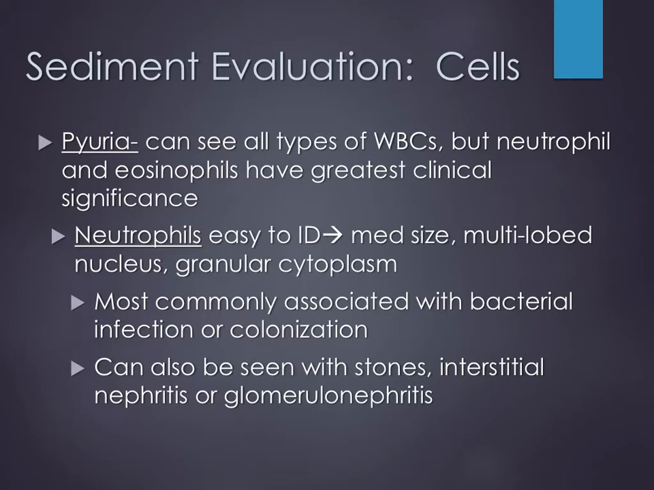In addition to red blood cells, we can also see white blood cells. A collection of white blood cells in the urine, we would call that pyuria. It can be seen with all types of white blood cells, but neutrophils and eosinophils definitely have the greatest clinical significance. Neutrophils, when you're examining the sediment, are really easy to identify. They're medium-sized, with a multi-lobed nucleus, and you can see granular cytoplasm. These are most commonly associated with a bacterial infection or colonization of bacteria. They can also be seen with kidney stones, interstitial nephritis, and glomerular nephritis as well.